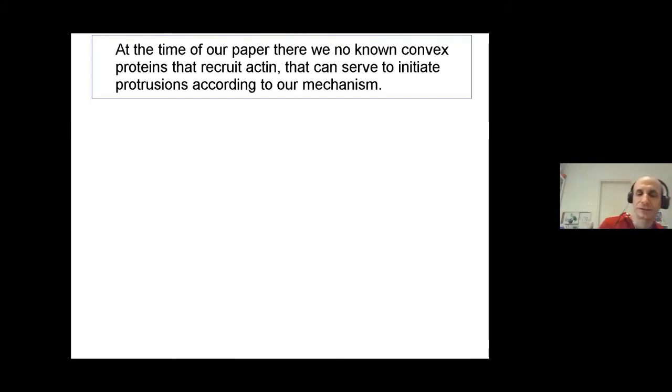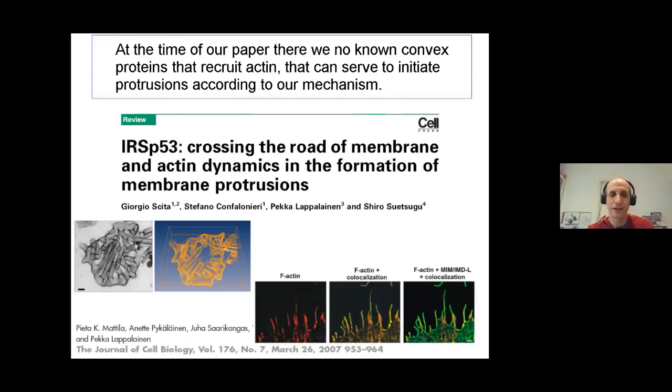And just to tell you that at the time that we published this paper, there was actually no known convex protein that can recruit actin. I even got personally shouted at by a biologist at one conference, who asked how can we calculate something that nobody has actually seen? But a year later, it was found that indeed there are these proteins that have this exact curvature that can give rise to this positive feedback.